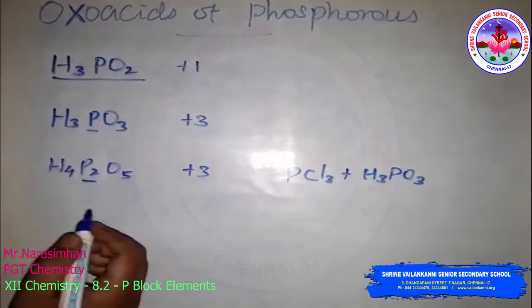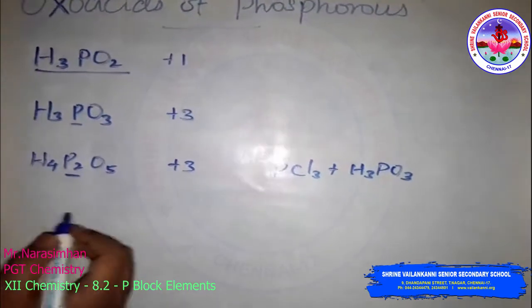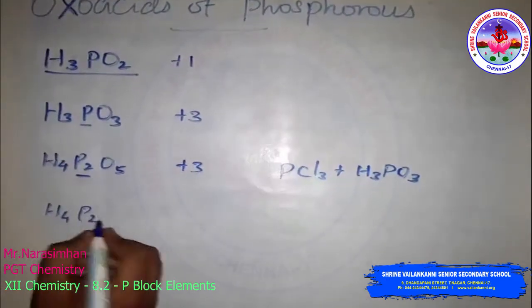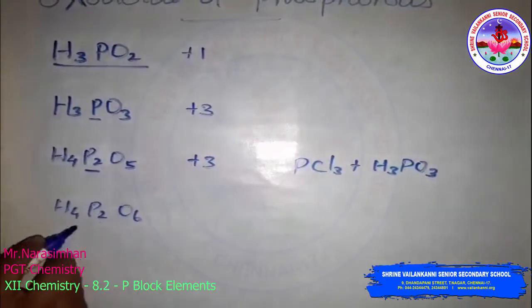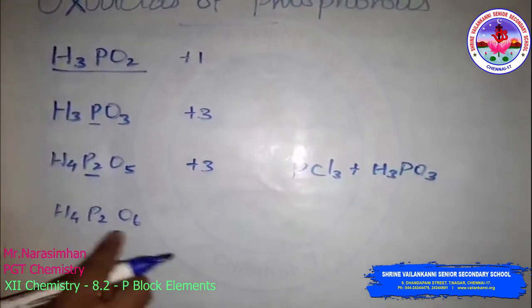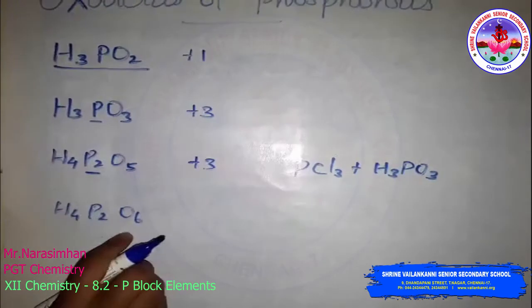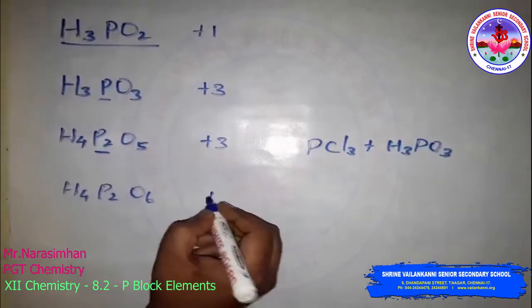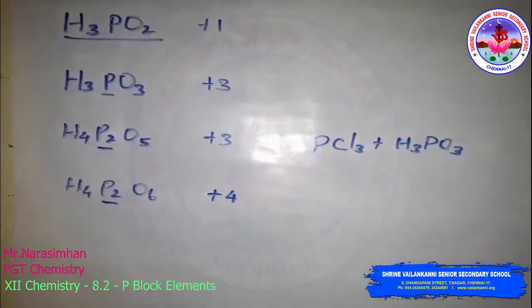Then hypophosphoric acid, the formula is H4P2O6. This is hypophosphoric acid, not pyro, hypophosphoric acid. Here the oxidation state is +4 for phosphorus.